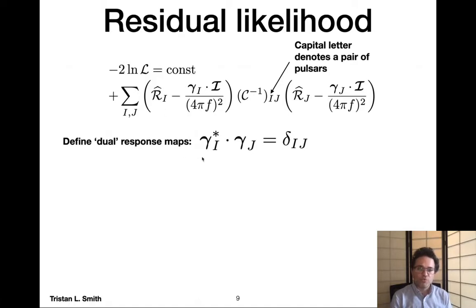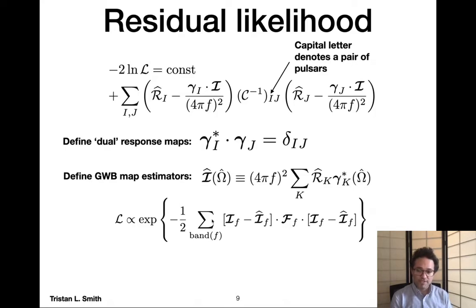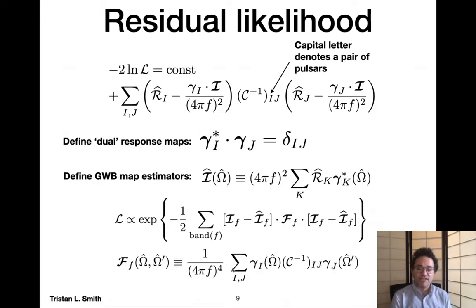We can define dual response maps. So this asterisk here does not indicate complex conjugation, but it means that there are maps that are dual to the response maps, such that when we take their dot product, we get a Kronecker delta. That allows us to define gravitational wave background map estimators I hat, and then it's straightforward to take these quantities and rewrite this likelihood as a likelihood for I hat in this way. And so here in the middle, we have our inverse covariance matrix, also known as the Fisher matrix, that describes the information contained within this likelihood.